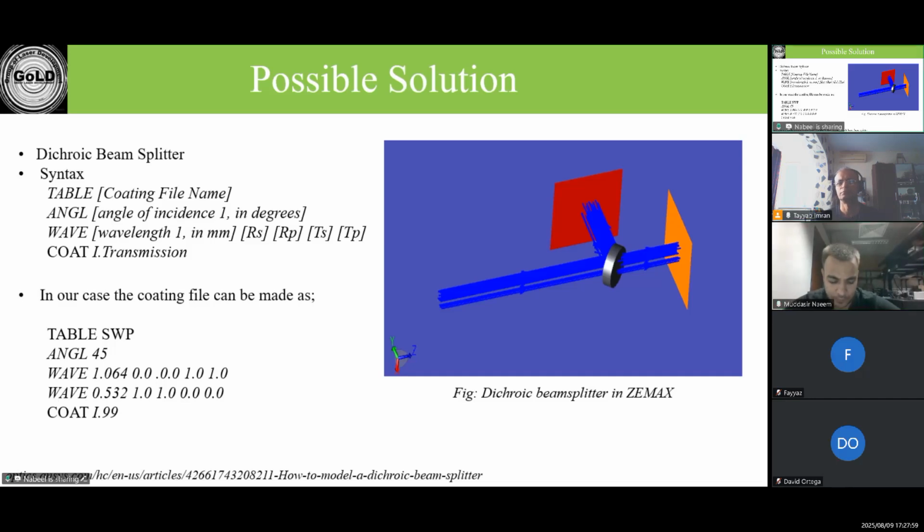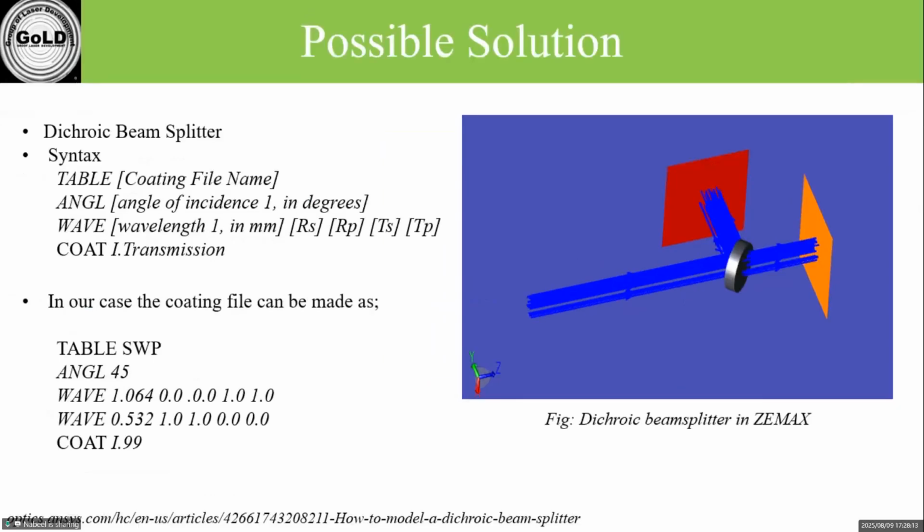Basically, we have the coating of 1.99, which transmits 99%, but still we have that 1% which we get on the splitters. So the dichroic will solve this problem. It will only transmit one and reflect the other one. I will try to add this coating in the catalog which ZEMAX provided.